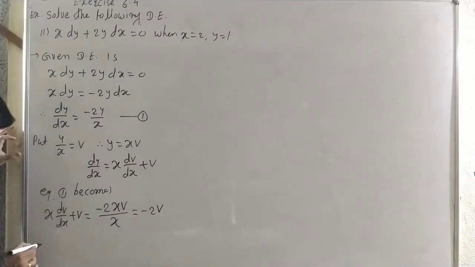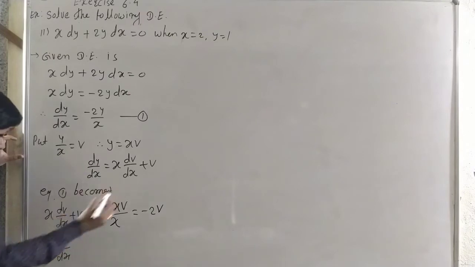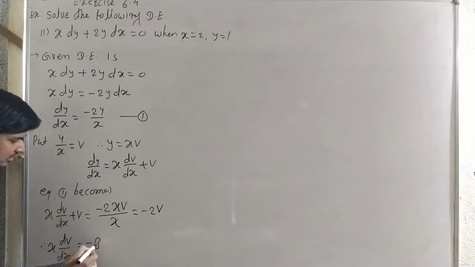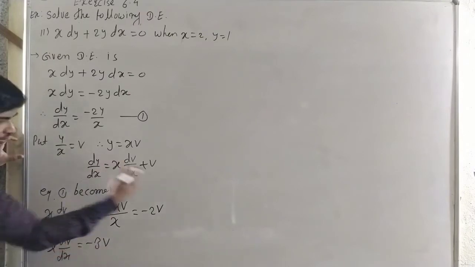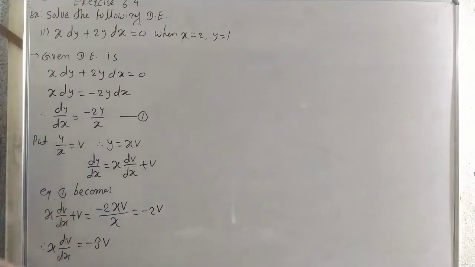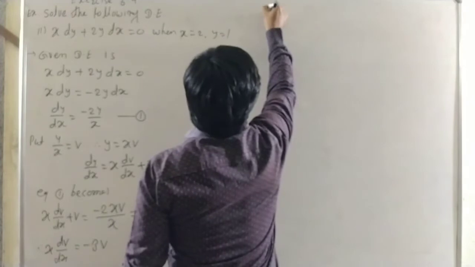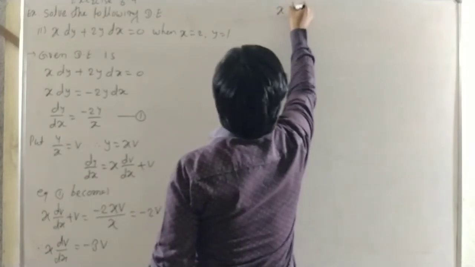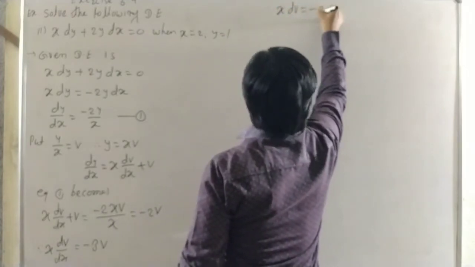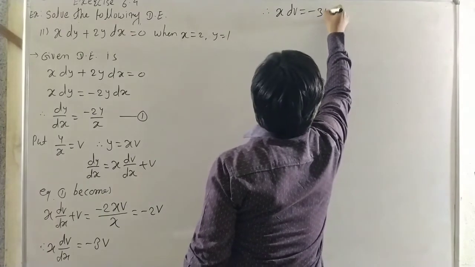See carefully this. Therefore x dv by dx, this plus v, we take to the right, therefore it is minus 3v. It is v minus and here it is minus 2v, therefore it is minus 3v. Now we solve this differential equation. Therefore x into dv is equal to minus 3v dx.